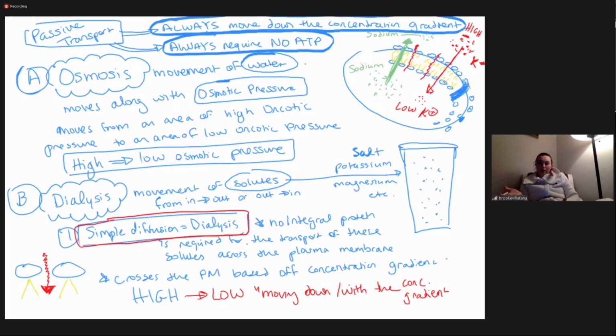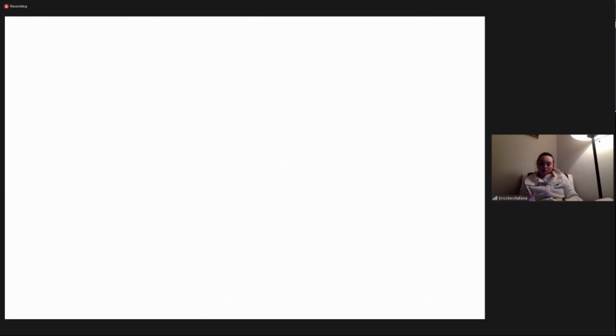It wants to go that way, right? If I'm overloaded with sodium, I want to get rid of it, right? If I don't have any potassium, I want potassium, okay? So that was the first example of dialysis. So we talked about passive transport. We covered the first example, which is osmosis for water. And then the second is dialysis.